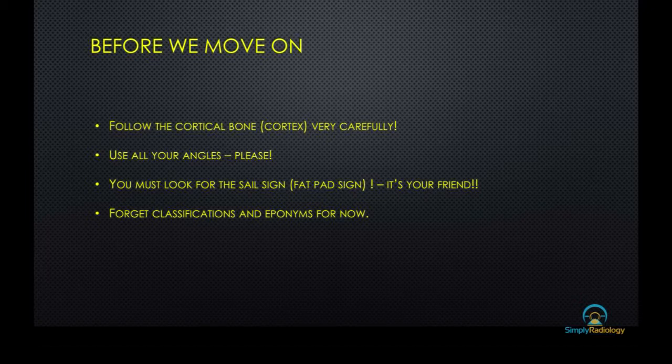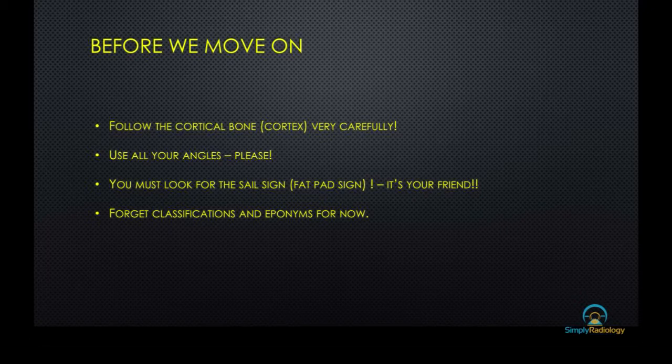So, before we move on, just a quick recap of what we have to know. When it comes to imaging of the bones, and especially with fractures, we have to follow the cortical bone very carefully, all the way. That's basically the outer alignment of the bone. So please follow that line for the whole bone anatomy. Then we're going to also look at all the angles. Please, it's really important.